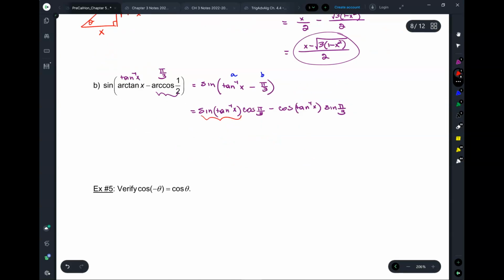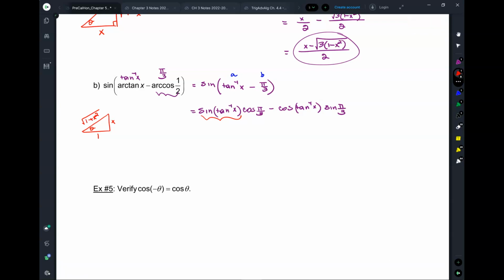This one, I have to do a triangle. I have an inverse tangent of x, right? So here's an angle. The tangent is x. So opposite over adjacent is x. So how much is the hypotenuse? 1 plus x squared, or x squared plus 1, okay? So for the hypotenuse, we add them.